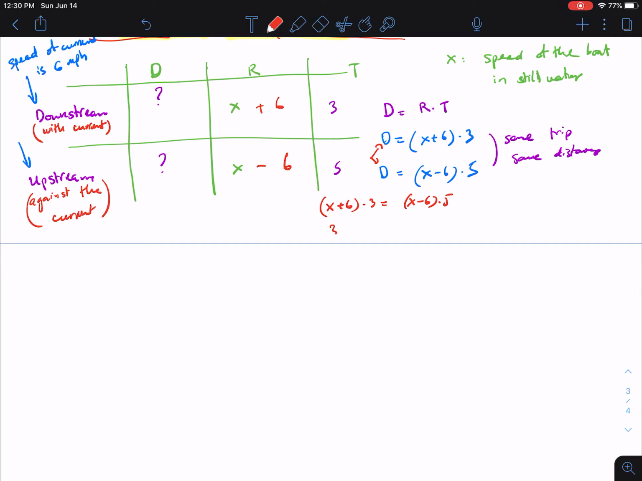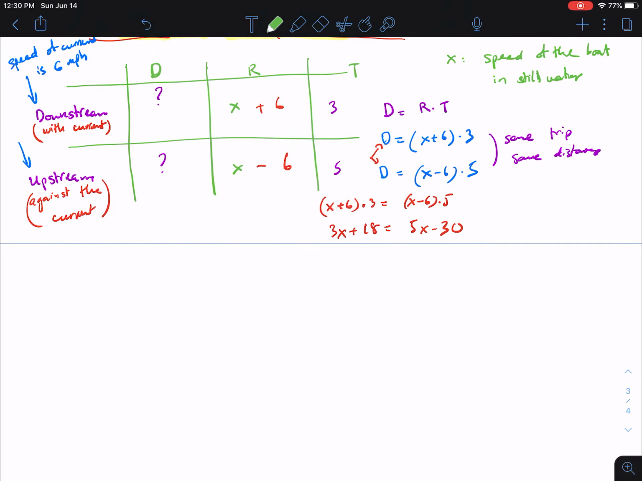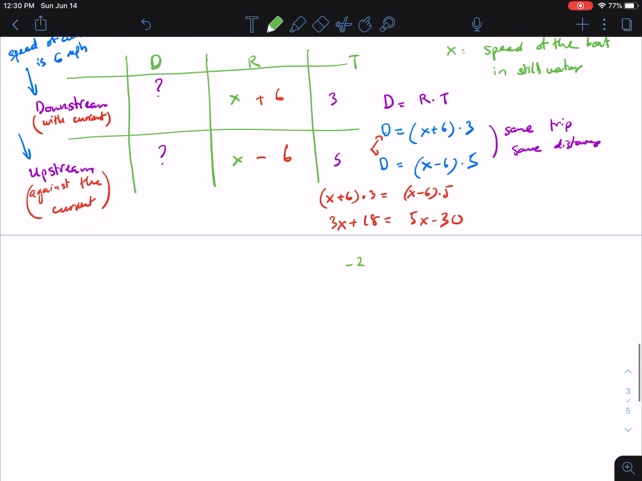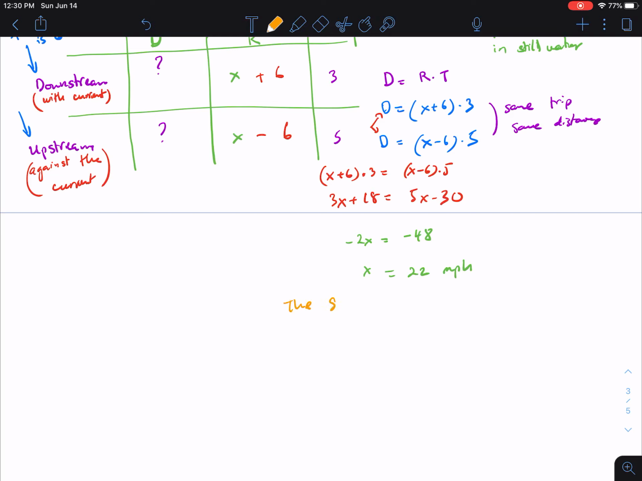Distribute the 3, we get 3x plus 18 equals 5x minus 30. Subtract the 3x from the left-hand side, add 30 to the other side. So that will give us 22 miles per hour. So that is the speed of the boat. So the speed of the boat in still water is 22 miles per hour.